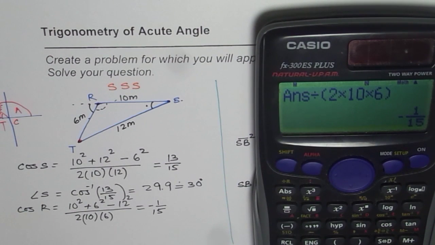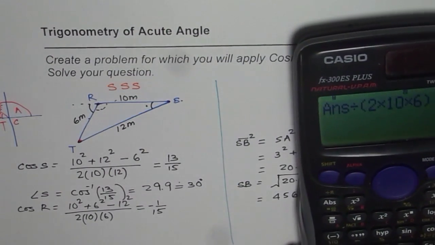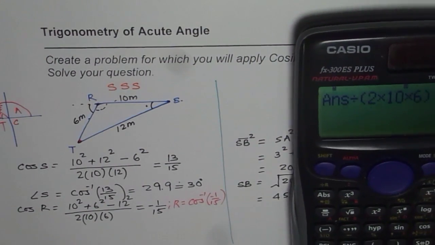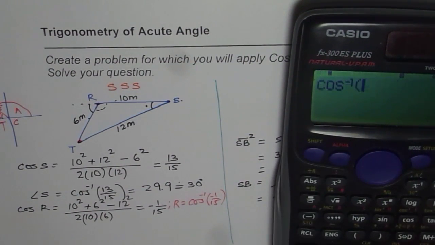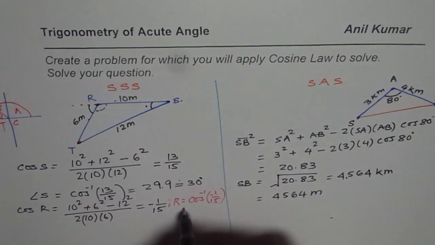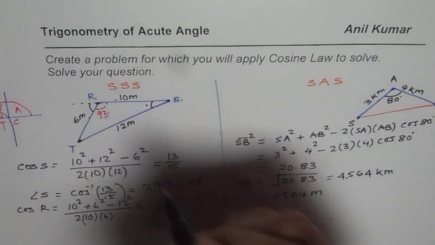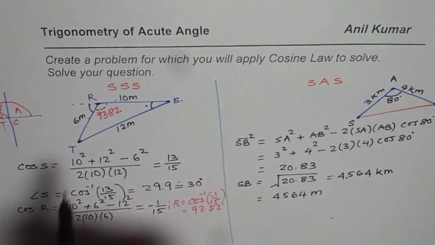Otherwise, at this position, there is a possibility that if we do R as cos inverse, we get the right answer for the obtuse angle also. So let's do it, and let me put a star there. R is equal to cos inverse of minus 1 over 15. That is not recommended though, okay? So let me just do shift cos inverse of the answer, bracket close, equals, so we get 93.82, so more than 90 degrees, right? So fortunately we did get the right answer, 93.82. So that is this angle.